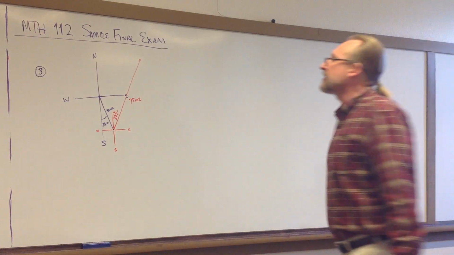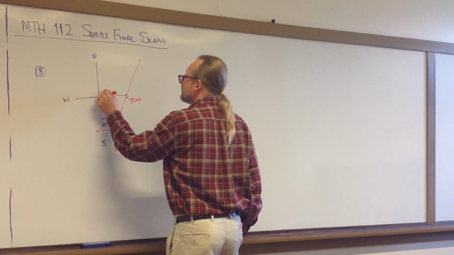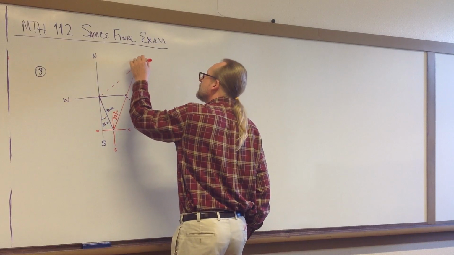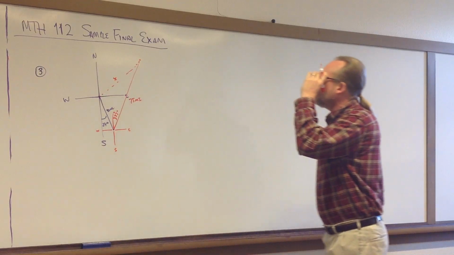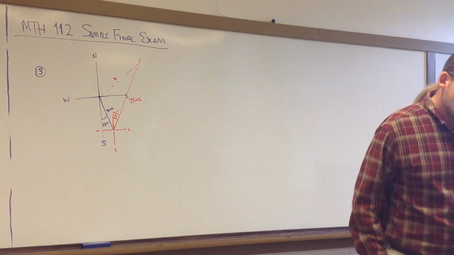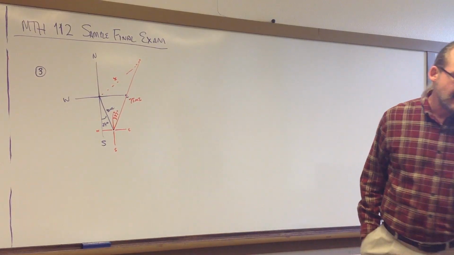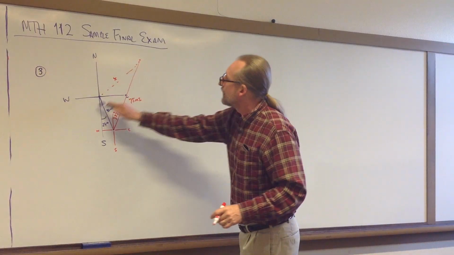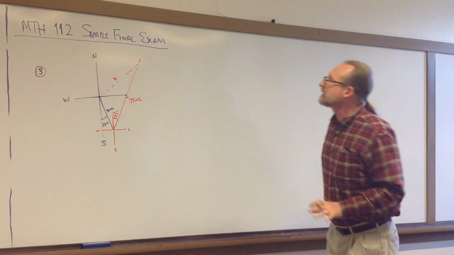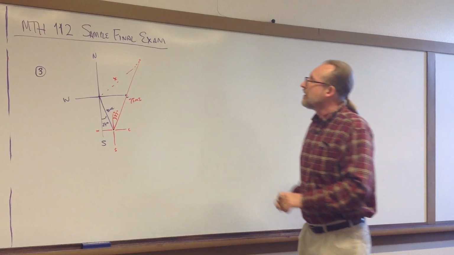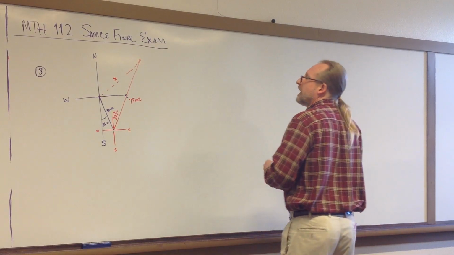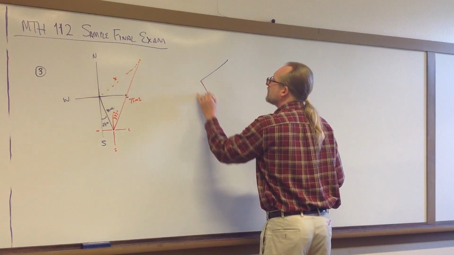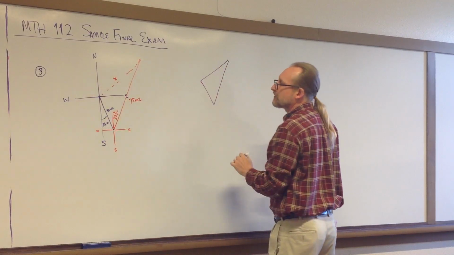How far is the ship from the harbor? So that's going to be this distance right there. I'll call that x. And what bearing should the ship take in order to return to the harbor? So I'll get into that in just a second. First off, let me redraw this triangle. It's going to look something like this.